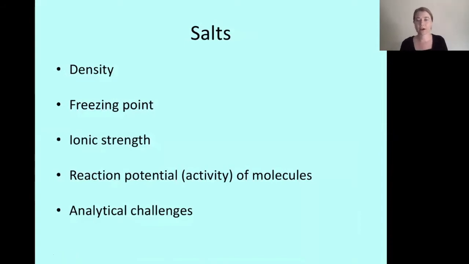So I wanted to start off with the simplest chemical parameter that we all think of when we think of the ocean, that is salts. They're important both chemically and physically. They contribute to the density of seawater and thus how the ocean circulates. They change the freezing point of water, and the ionic strength, which life in the ocean has to adapt to. It affects the reaction potential or activity of the molecules in the water, and can also create a lot of analytical challenges that I personally deal with in my work, in terms of interfering with the molecules that I actually want to be measuring and corroding and destroying instruments.